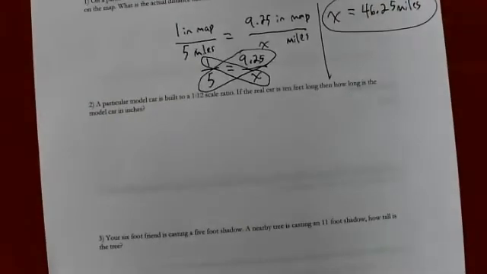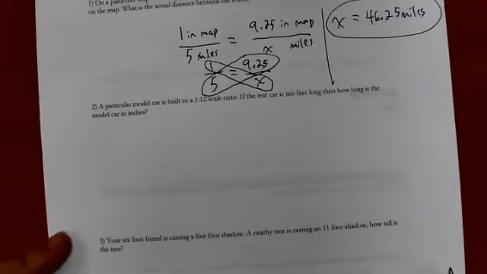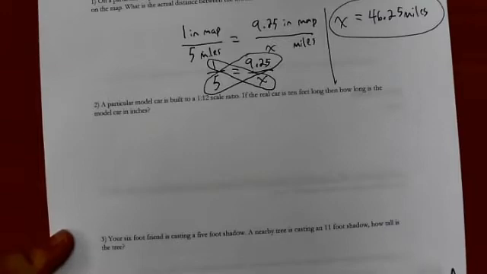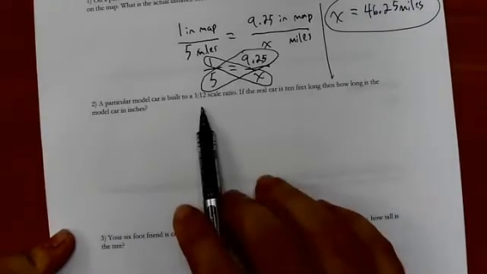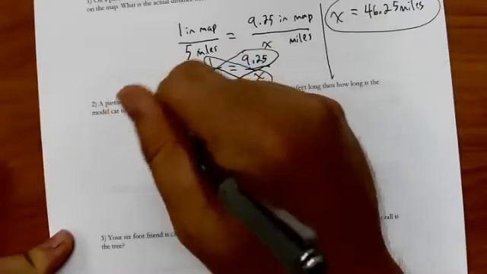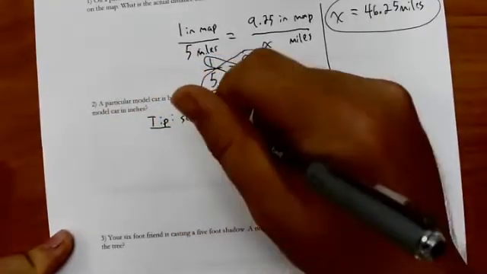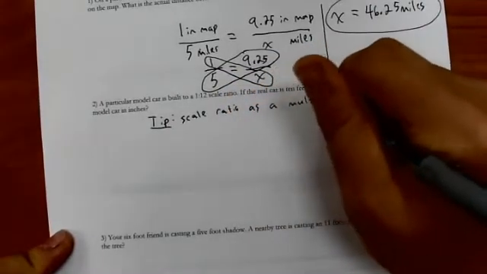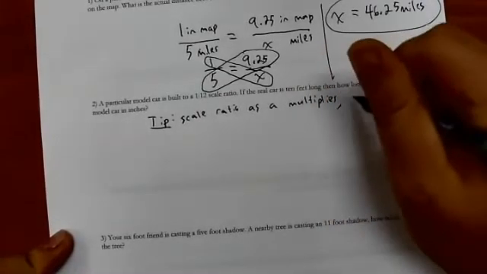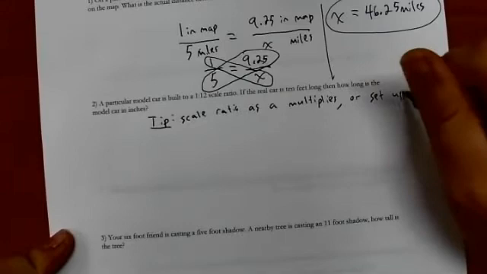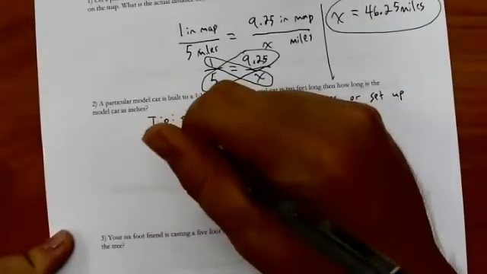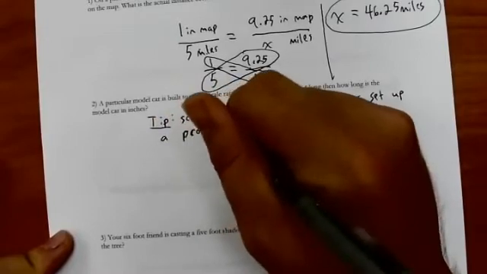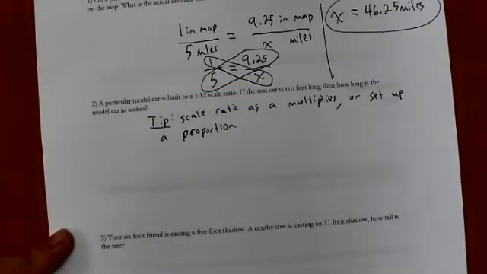Let's go ahead and look at another example here. A particular model car is built on a 1:12 scale ratio. If the real car is 10 feet long, how long is the model car in inches? So whenever you're working with a scale ratio, you can view scale ratio as a multiplier if you want, or you can set up a proportion. So there's multiple ways to handle scale ratio problems. I'll go ahead and view it as using it as a multiplier.